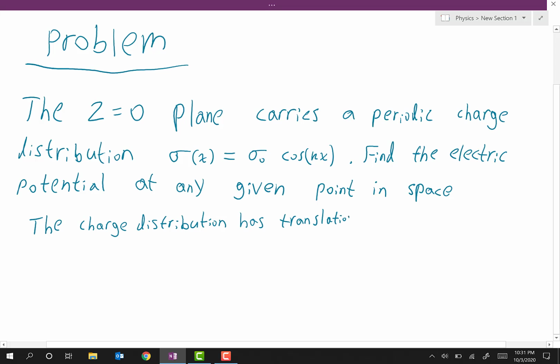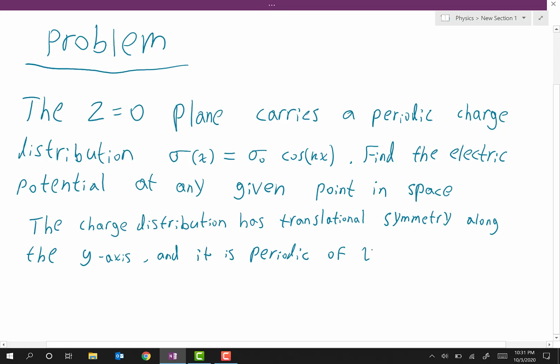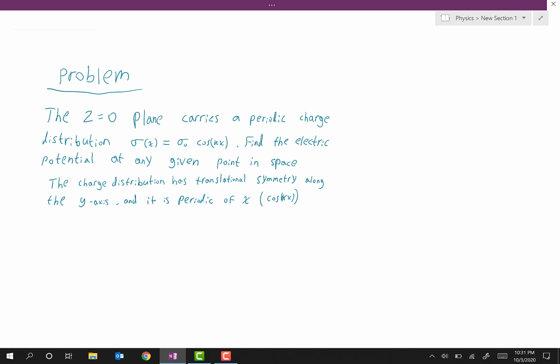To begin with, we would like to consider two facts. First of all, we have translational symmetry along the y-axis, which means that if we move back and forth, our solution for the potential will not change. Moreover, it is important to notice that we have periodicity along the x-axis. Having those two facts in mind, we would like to resort to the Laplace equation. The gradient squared of the potential is equal to 0.